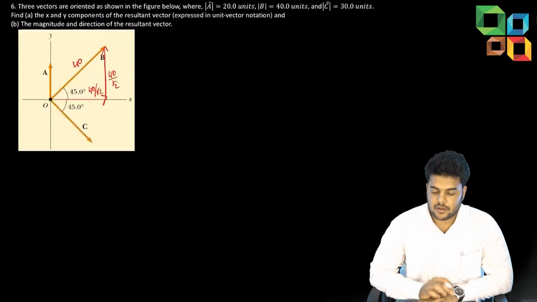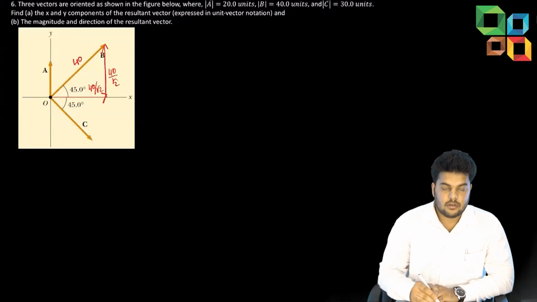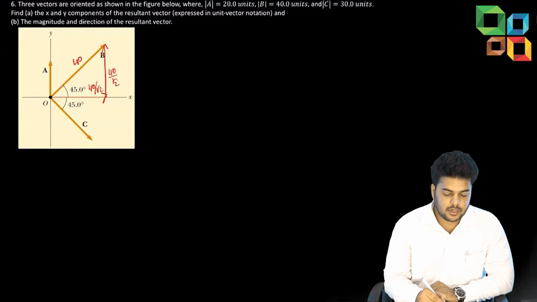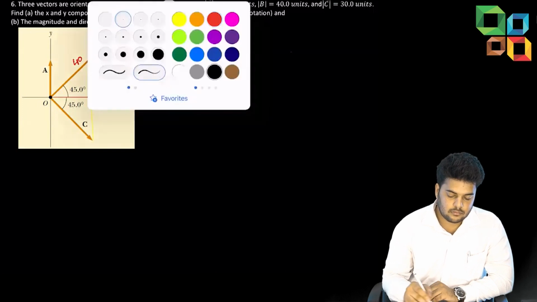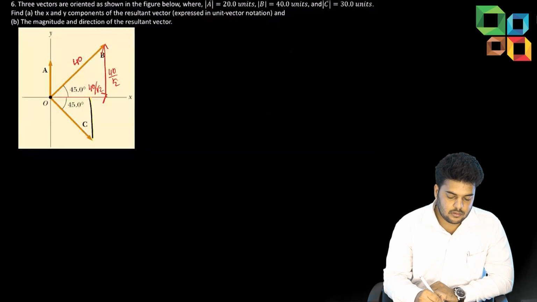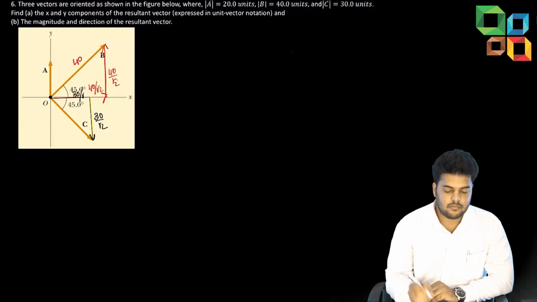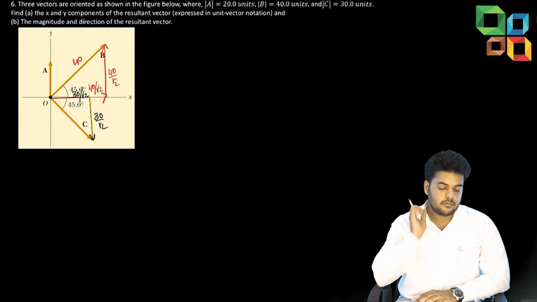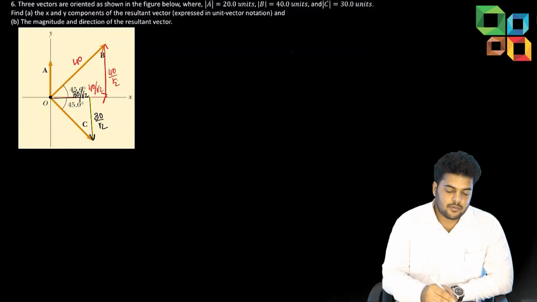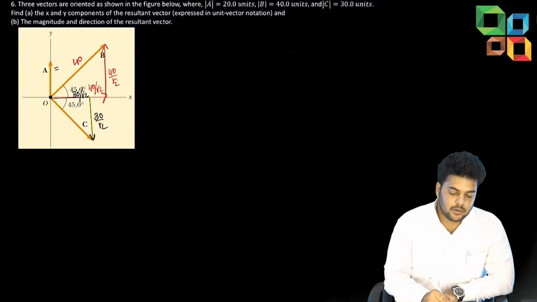Can we resolve C in a similar fashion? Resolve C. Again, this is 45 degrees. So when I resolve C, I get 30 by root 2 and the x component is 30 by root 2. Is everybody fine with this? And then you have the A vector, which is given to be 20 units.